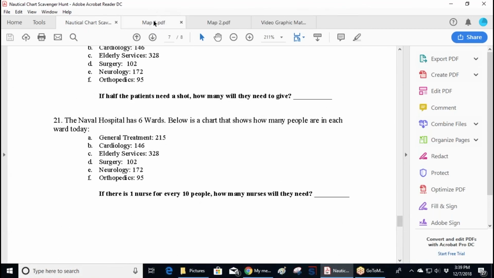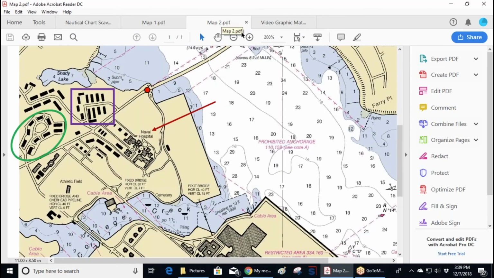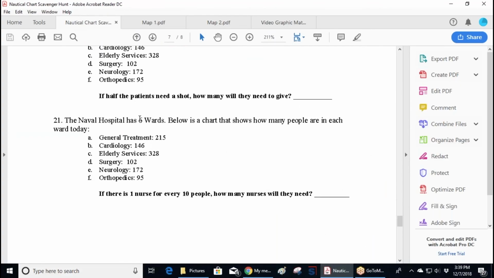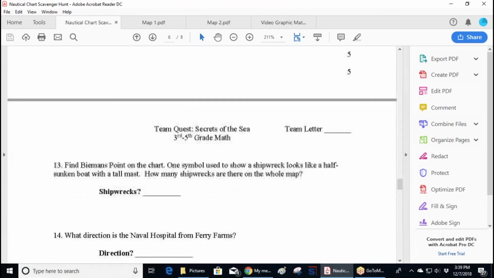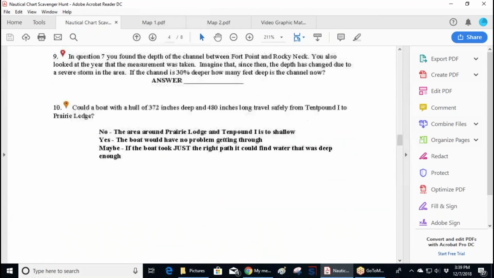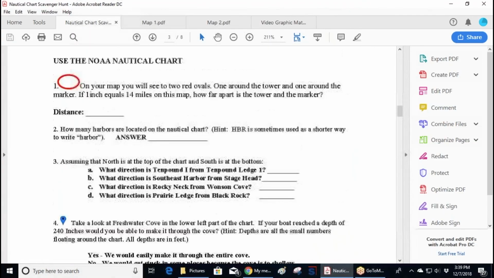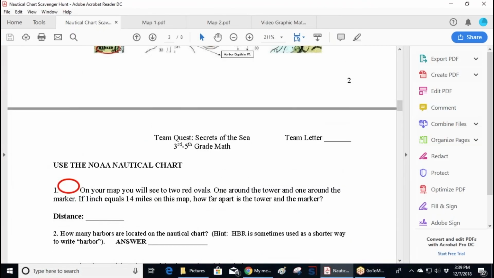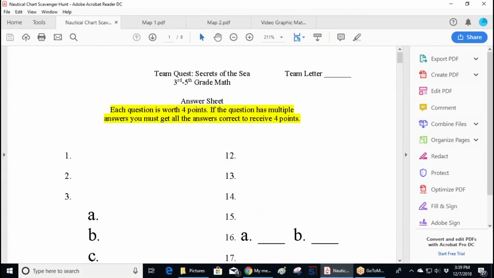Don't forget to use the maps. This is map 1. This is map 2, and all the information you need to answer the questions is right there in the question. But again, there may be some information that your team has to know in order to answer some of these questions. So good luck. Have a great time with the math challenge. You have 40 minutes to complete it.